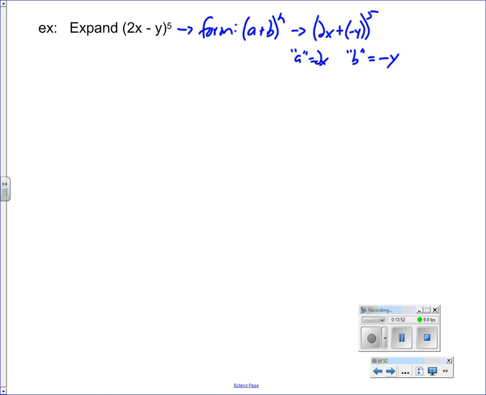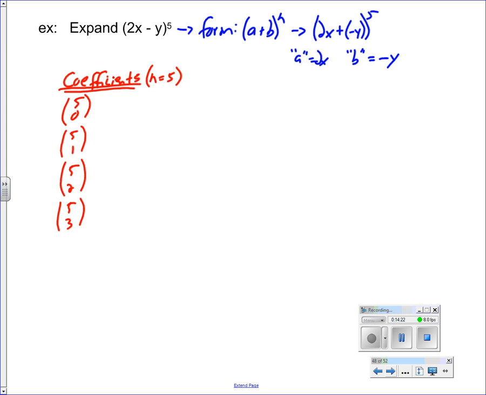And again, there's going to be two parts to this. The first part will be finding the coefficients. So our n here is 5. So our first coefficient will have 5 above 0, 5 above 1, 5 above 2, 5 above 3, and 4, and then all the way down to 5.